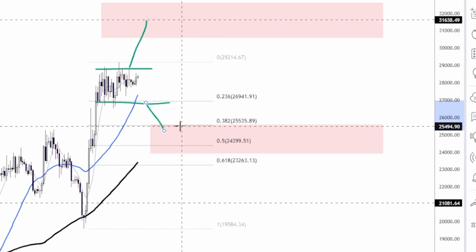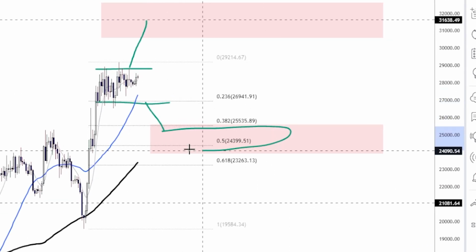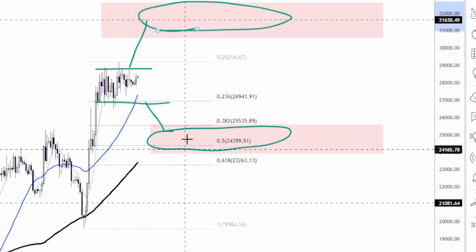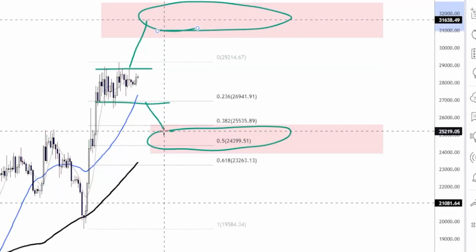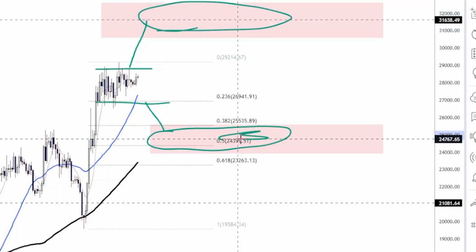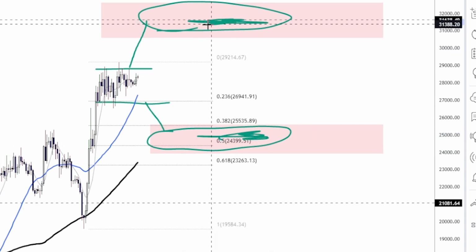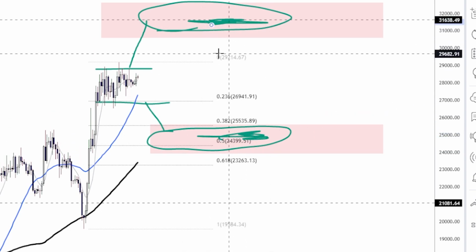And then the next big opportunity that's going to present itself is when we interact with these levels over here. Now, these will have to play as it happens because it's going to be a great buying opportunity over here. It's going to be fantastic. And there's going to be a great selling opportunity over here. Now, these are going to be harder to play.